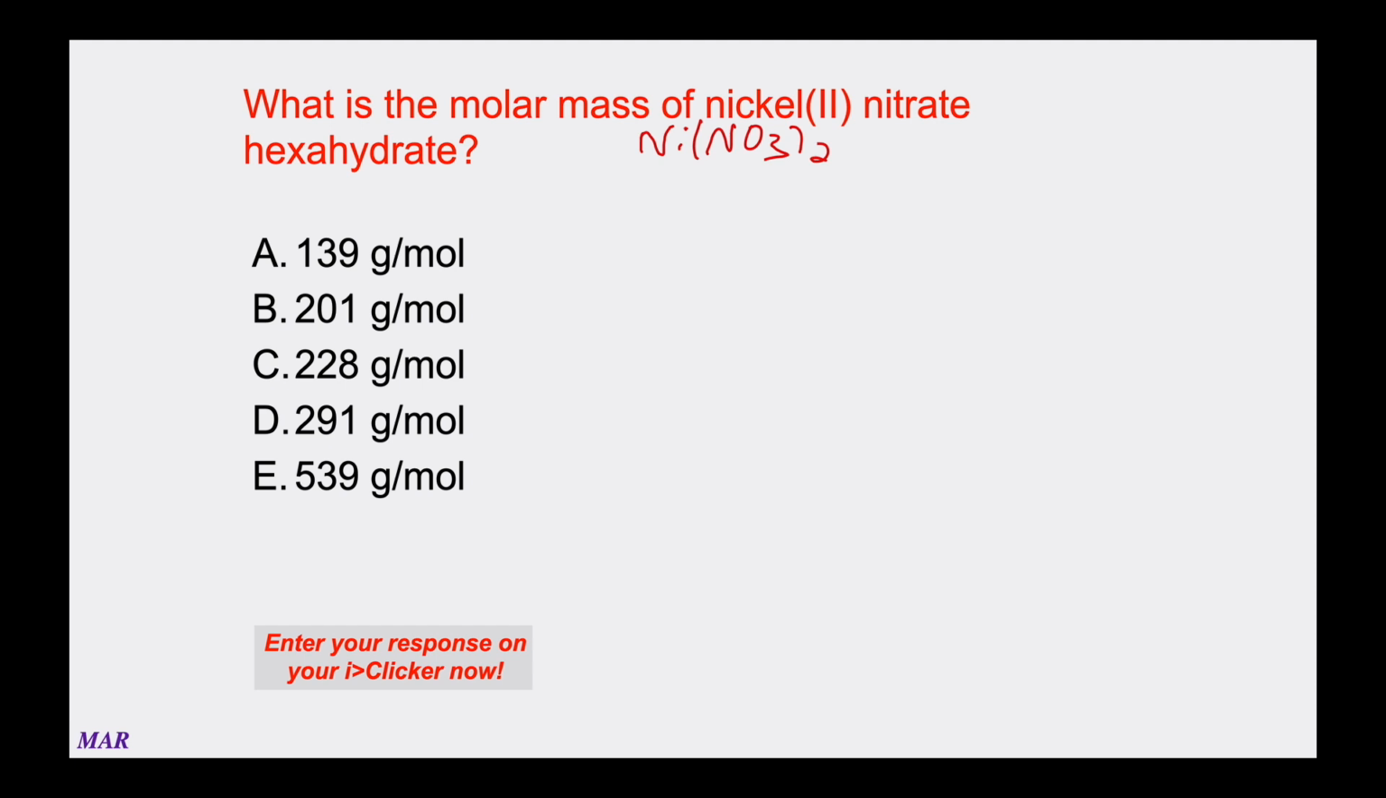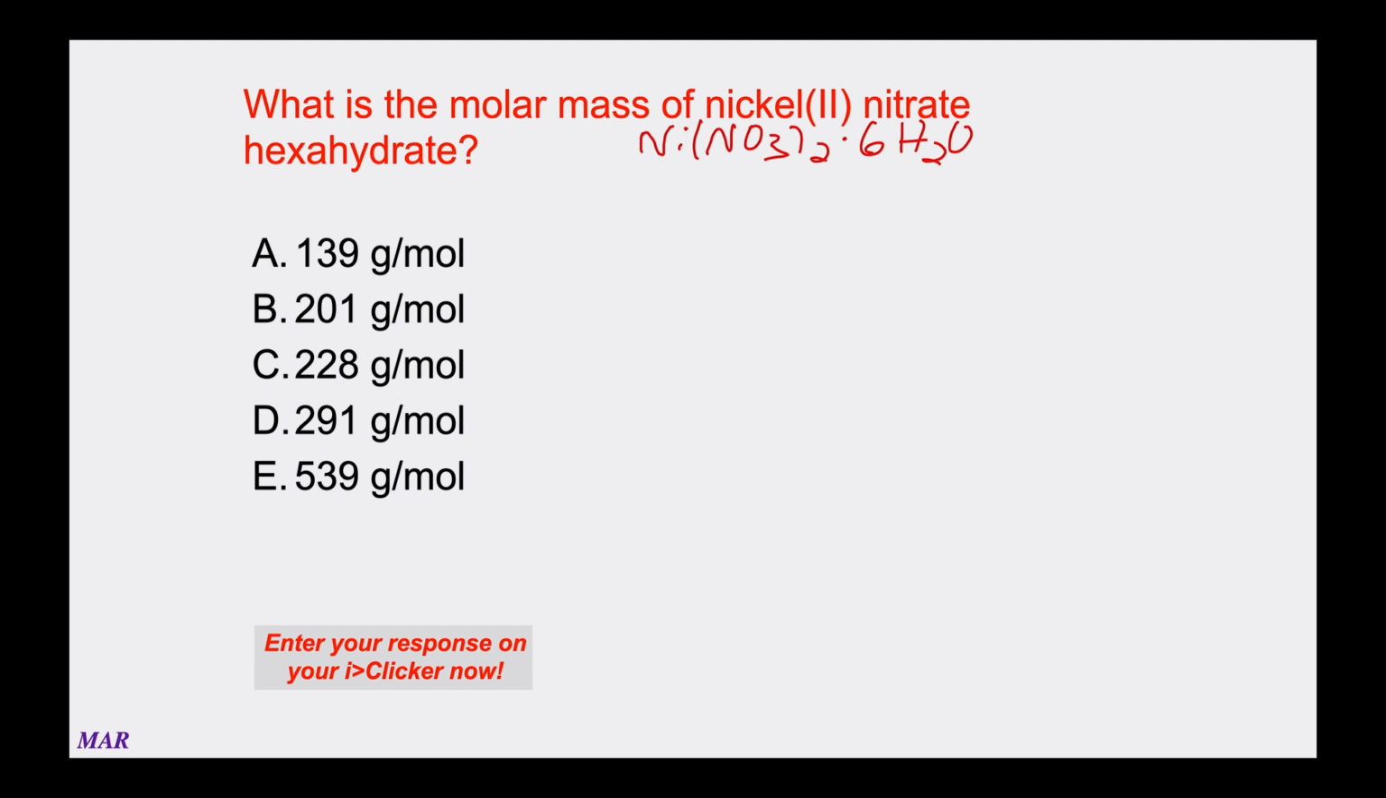However, this is also a hydrated compound, which means some waters kind of glue themselves on, if you will, to the central part. The hexa is the key to telling you how many waters, and hexa is 6, the Greek prefix for 6. So what this means is you have Ni(NO3)2, that's the nickel(II) nitrate, with 6 waters, dot 6 H2O. So that's the formula for nickel(II) nitrate hexahydrate.